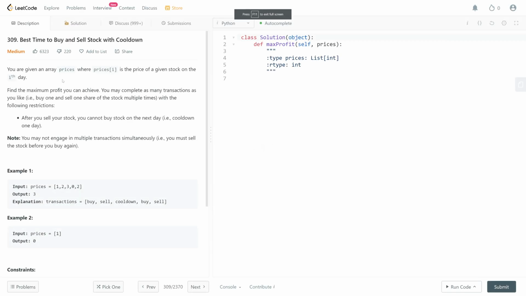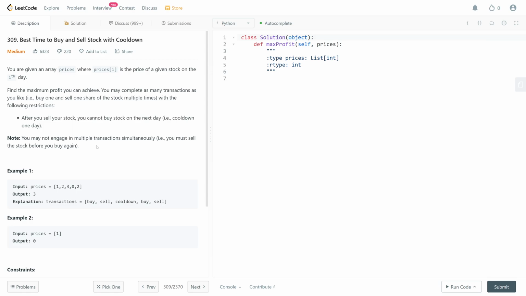All right, so we know what the previous buying and selling stock problems were like. You have an array called prices, and the value in this array is the price of a given stock on the ith day. We're going to find the maximum profit you can achieve. You may complete as many transactions as you like, buy one and sell one share of the stock multiple times, with the following restriction: after you sell your stock, you cannot buy stock on the next day. There's a cooldown day. You may not engage in multiple transactions simultaneously. You must sell the stock before you buy again.